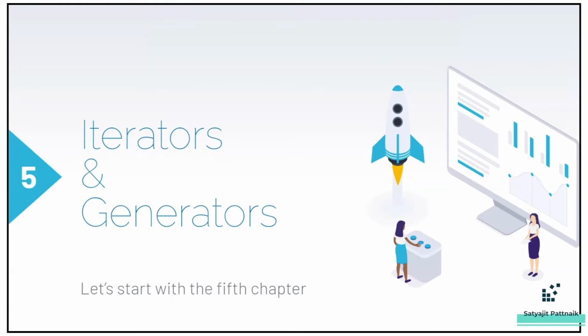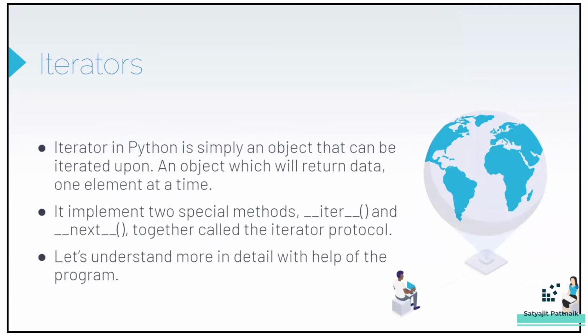Okay, so let's try to understand what iterators and generators are. Obviously, in the previous classes, we have also talked about iterable objects when we were dealing with map and reduce functions, right? So we also know as of now what an iterable object is. A list is an iterable object. A dictionary is an iterable object, right? So an iterator in Python is simply an object that can be iterated upon, an object which will return data one element at a time. It implements two special methods internally, which are iter and next. Together it is called the iterator protocol.